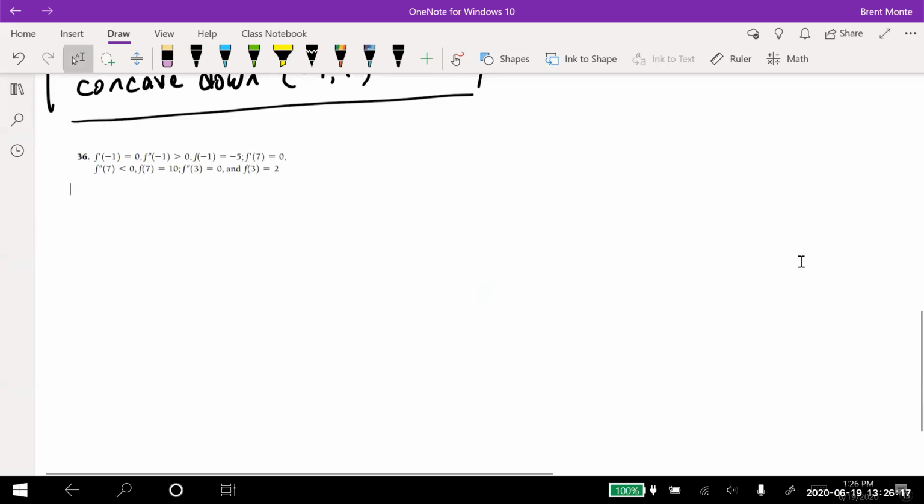So here's what they tell us. Now let me read the instructions out of the book. It says, sketch a graph that possesses the characteristics listed. Answers may vary.